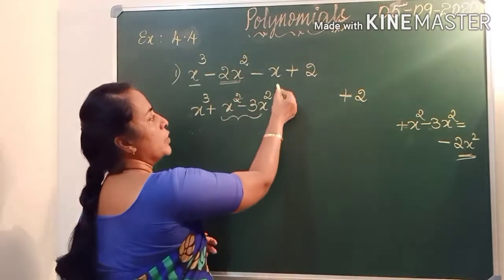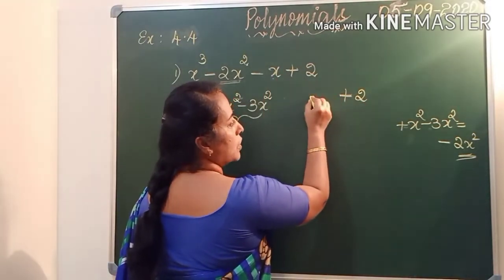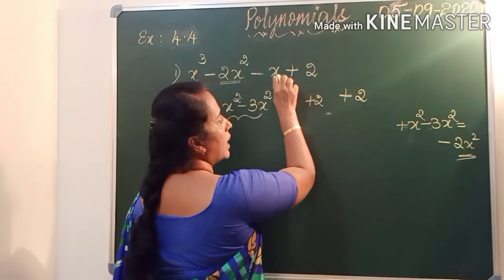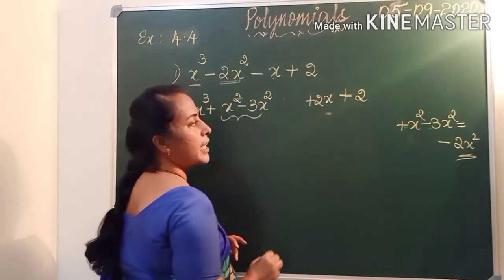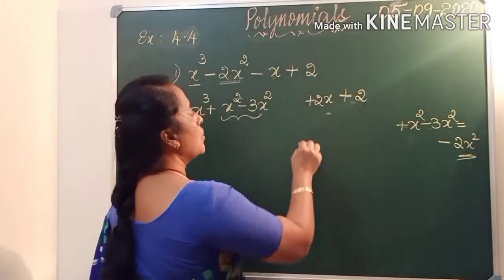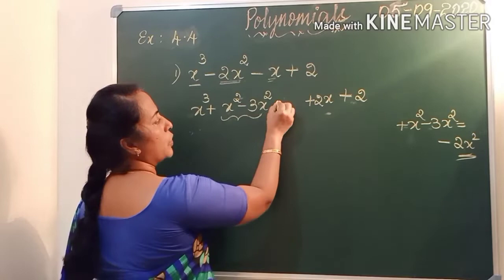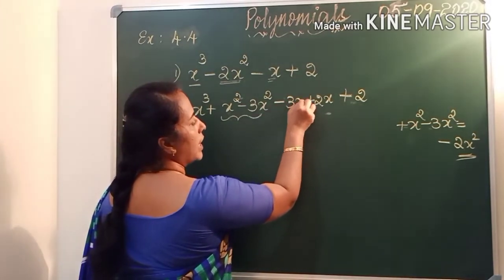In a similar way, take the last term. So here plus 2, you are writing x here, splitting the x term. So take this last coefficient, plus 2x. Now see the term, minus x is there. So for that, you have to add minus 3x.